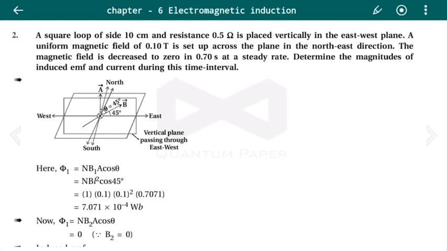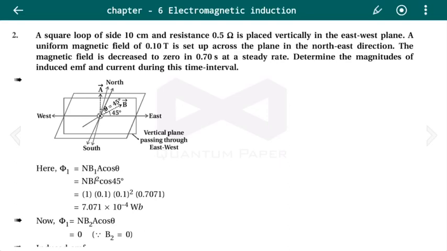Illustration number 2. A square loop of side 10 cm and resistance 0.5 ohm is placed vertically in the east-west plane. A uniform magnetic field of 0.10 Tesla is set up across the plane in the northeast direction. The magnetic field is decreased to 0 in 0.7 second at a steady rate. Determine the magnitudes of induced EMF and current during this time interval.